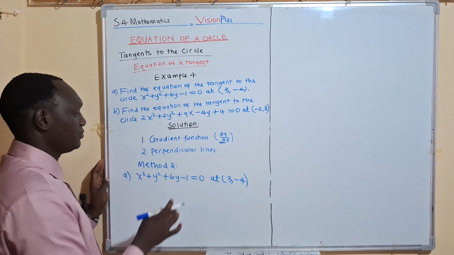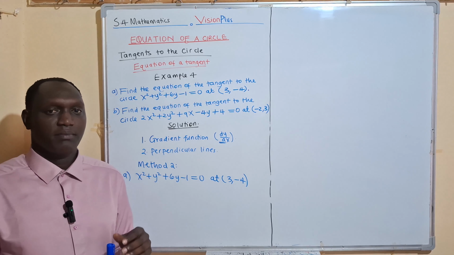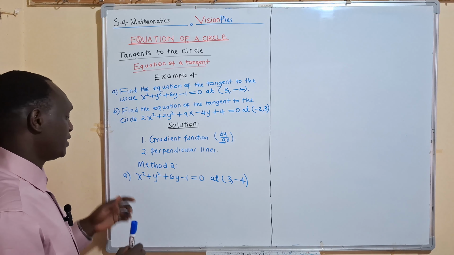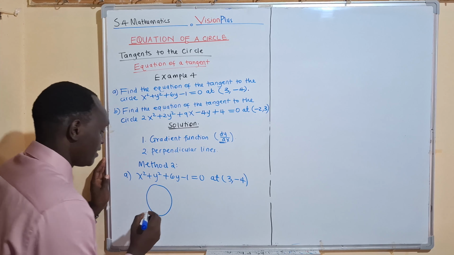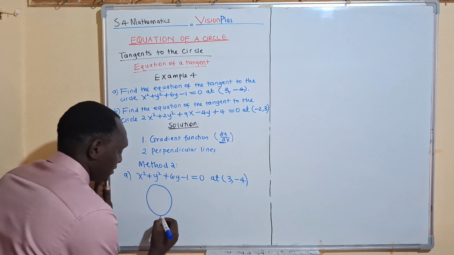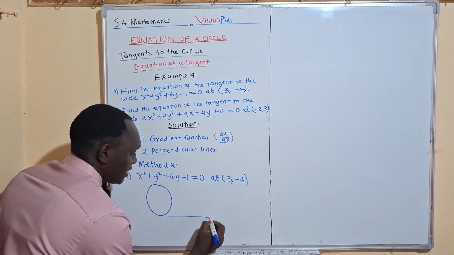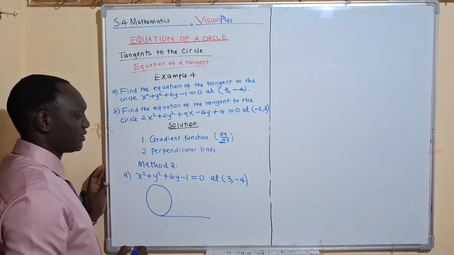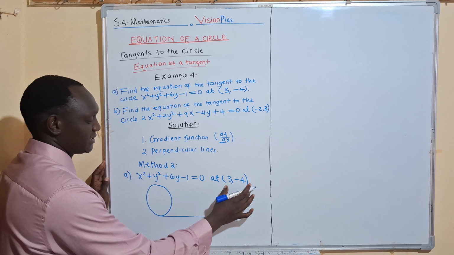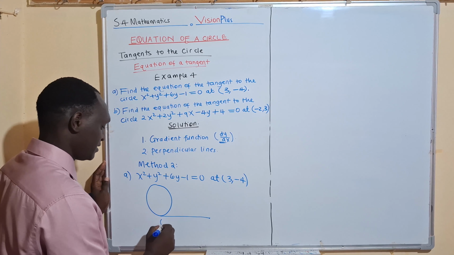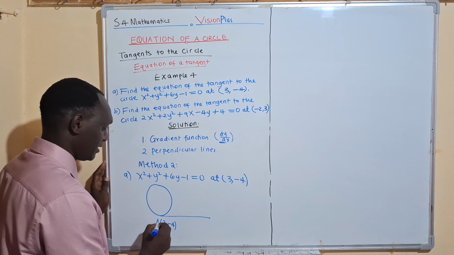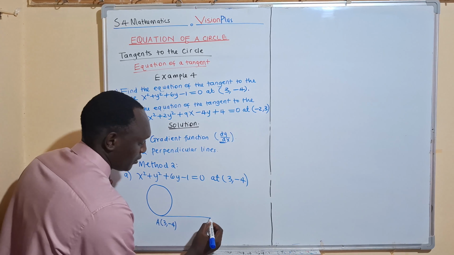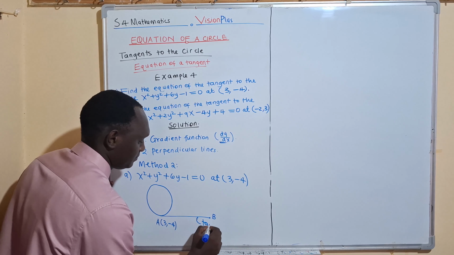When you're using method 2, that is the method of considering perpendicular lines, we need to sketch the circle to guide us. So I sketch the circle, then I assume anywhere the point of tangency, to easily visualize it. This is the point of tangency, which is on the circle here, that is (3, -4). So let me call it point A to simplify our work. And the point from where the tangent comes, let me call it point B. This is the tangent.